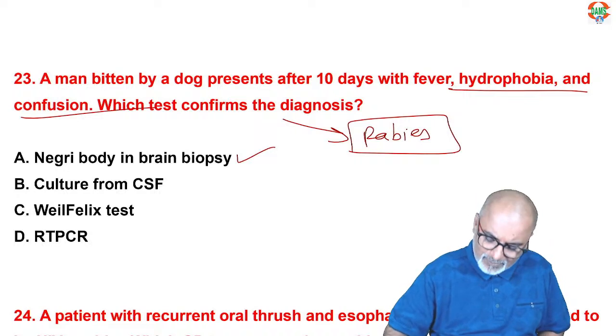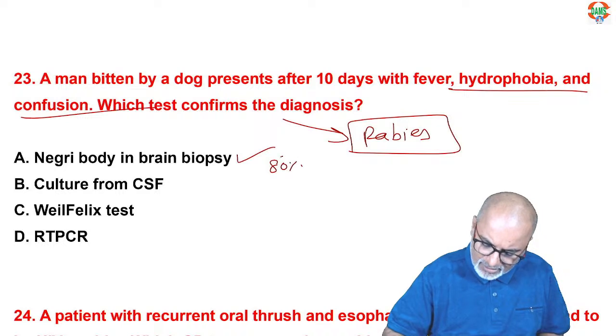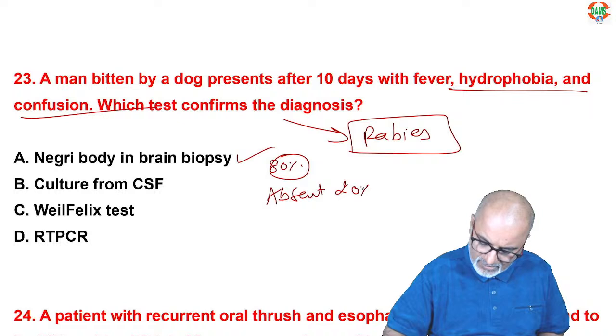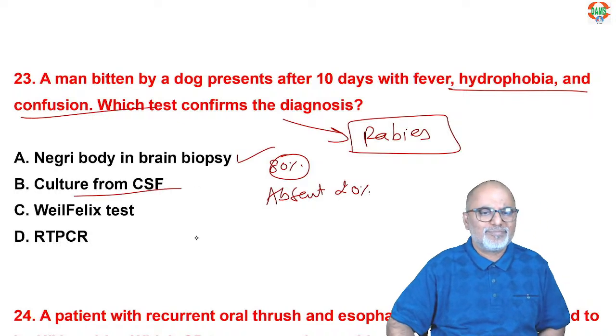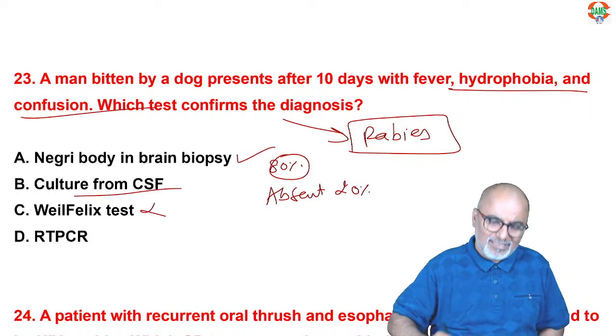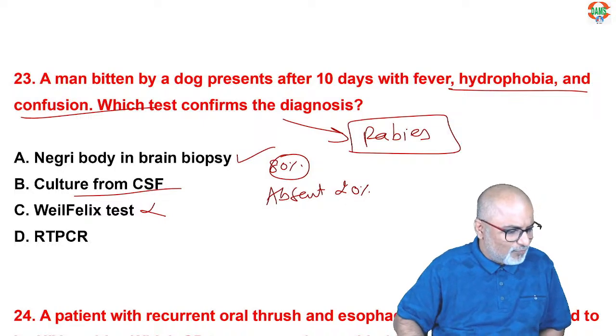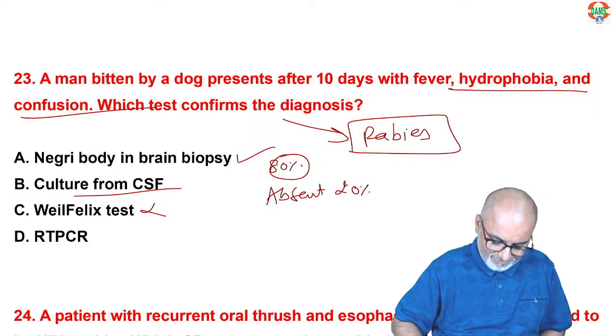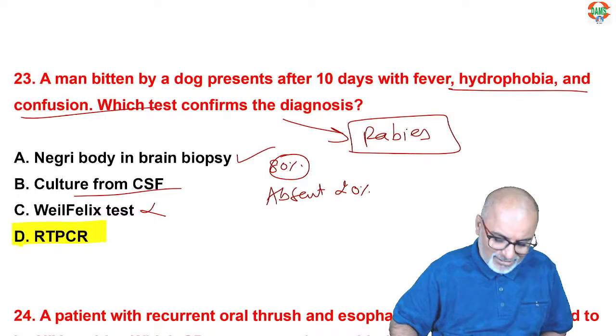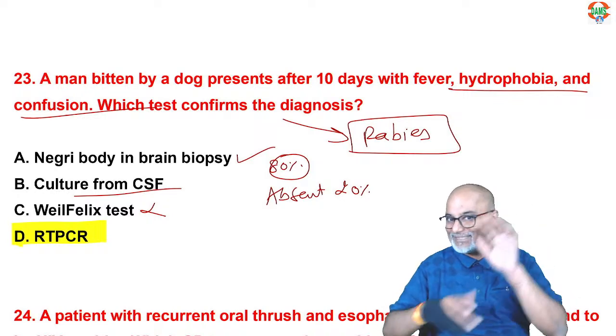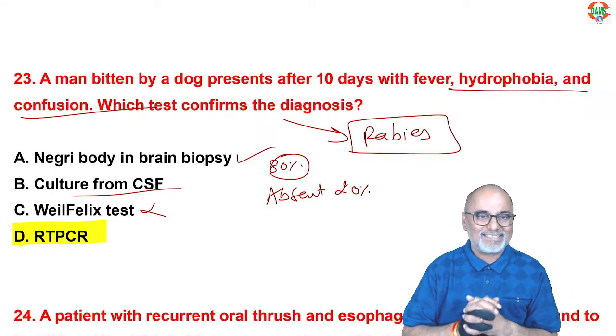But Negri bodies are present in only 80% of people. It is absent in 20%. No culture usually. Weil-Felix disease is for rickettsia. Best is RT-PCR. Go for RT-PCR. That is the trap. You need to practice like this.